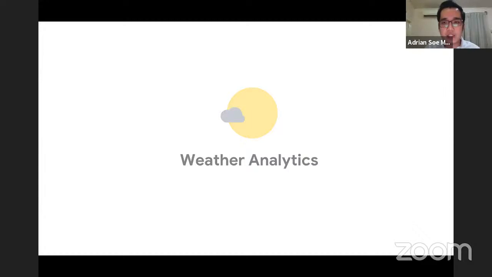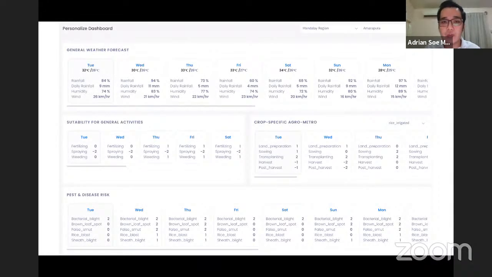So for weather analytics, the difference that we have compared to other open APIs in the market is that not only do we predict the weather conditions or parameters, but also the suitability of certain farming activities based on the location and the crop type. And not just that, we also have models to predict pest and disease outbreaks based on these parameters.